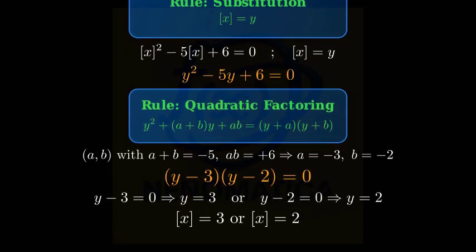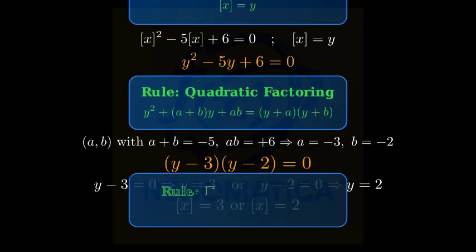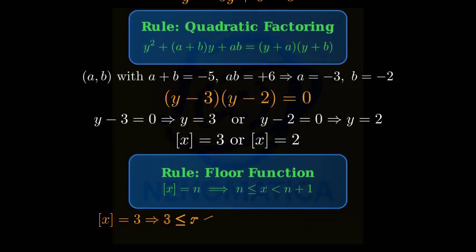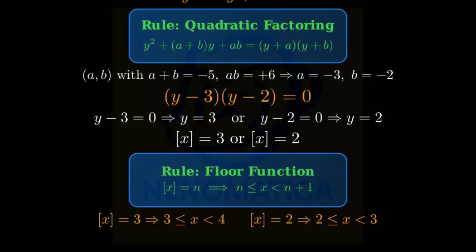Now interpret the floor function. If the floor of x equals n, then x lies from n up to, but not including, n plus 1. So for the first case, the floor of x equals 3 means 3 is less than or equal to x, and x is less than 4. For the second case, the floor of x equals 2 means 2 is less than or equal to x, and x is less than 3. Let's visualize these two intervals on a number line.